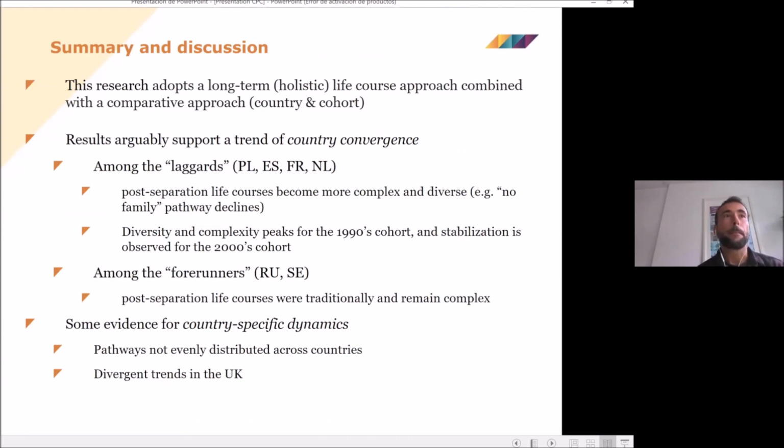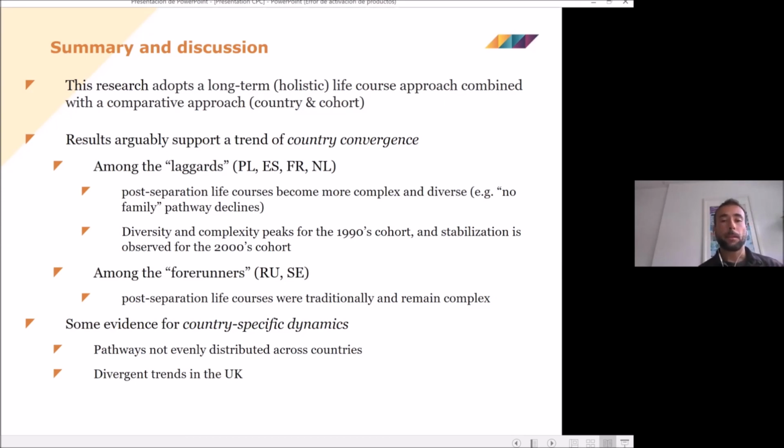So very quickly, to summarize what we have seen so far, the first thing is to remind you that the present research innovates by adopting a long-term life course approach combined with a comparative approach. So we try to contribute to understanding how family life evolves in the context of increased and increasing union dissolution. Results arguably support a trend of convergence. Among the laggards, post-separation life courses are gradually more complex and diverse, peaking in the 90s. We suggested that this relates to divorce becoming more common and the opportunity context becoming increasingly supportive of women's family behavior. Among the forerunners, post-separation life courses have traditionally been and remain complex over time.